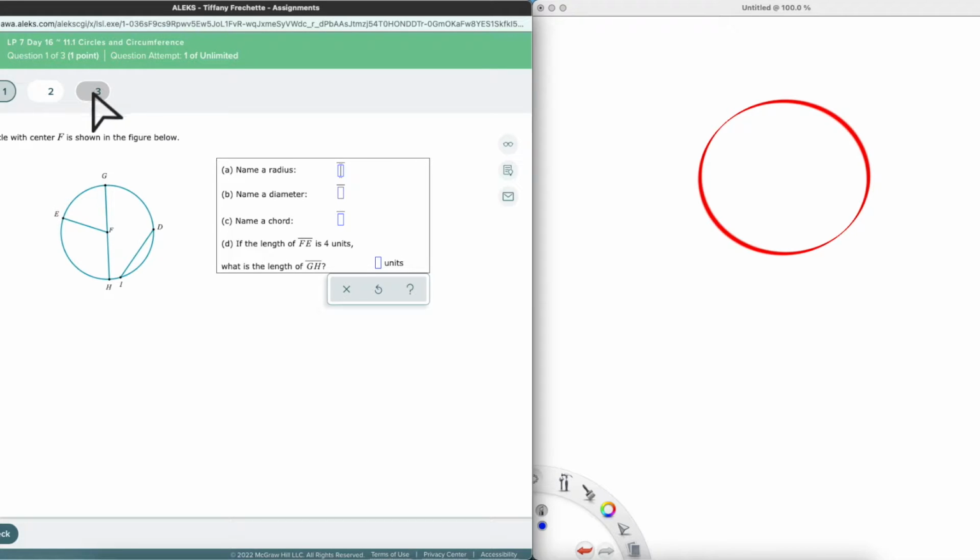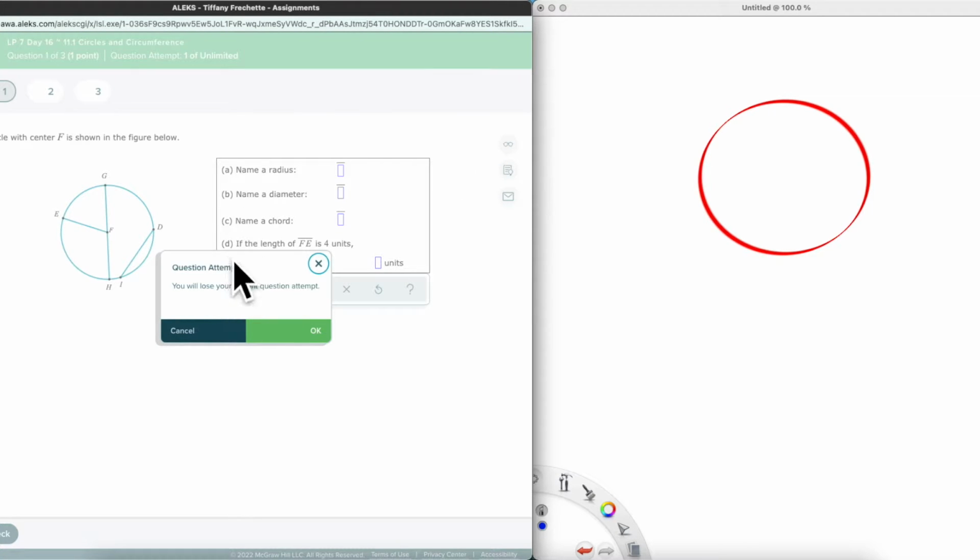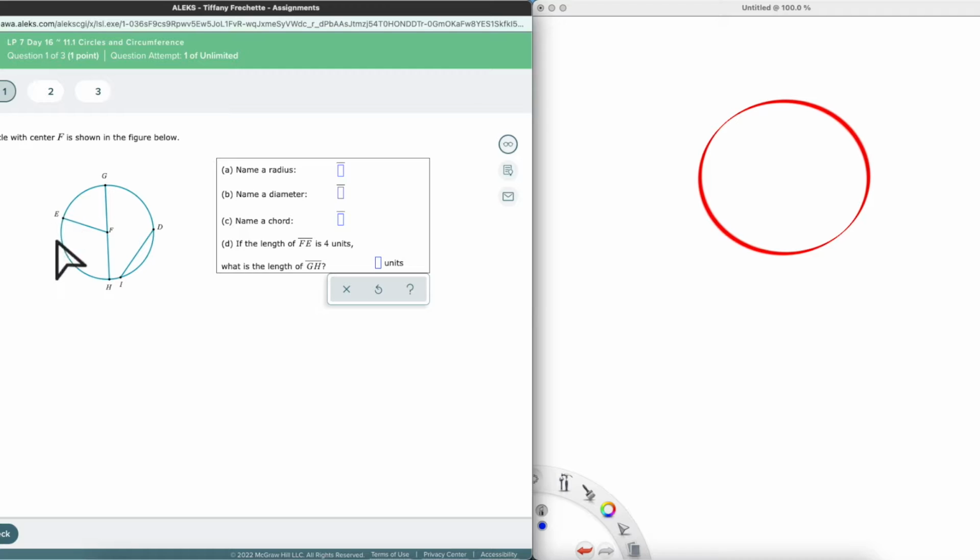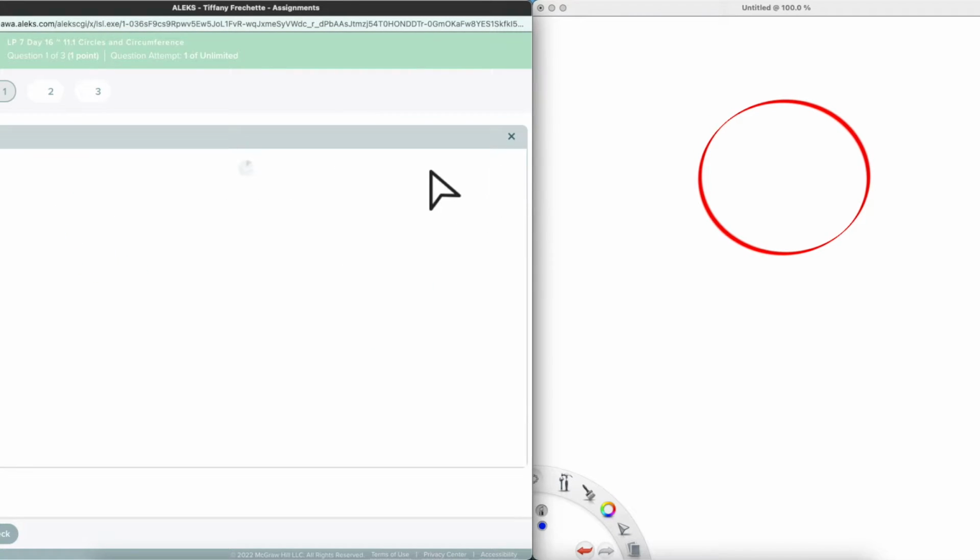All right, so over here we have explanation, example, and message center. Explanation tells you you're going to lose your current question attempt because it's literally going to give you the answer or solution to this question. So it's not going to give you the answer and then let you come type it in. Example will give you something very similar.